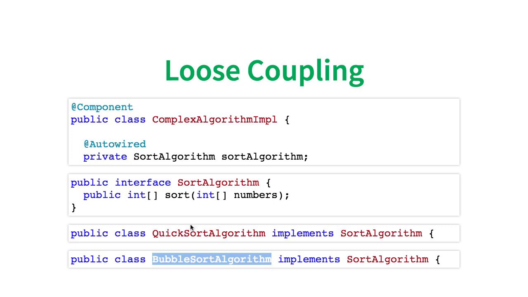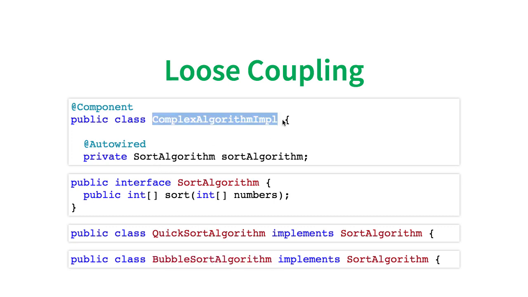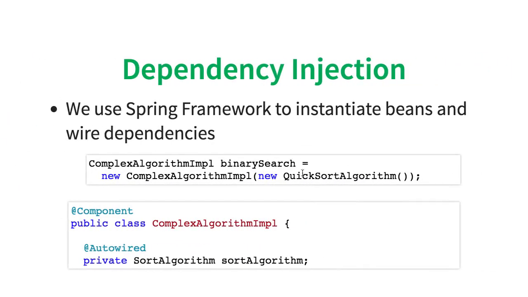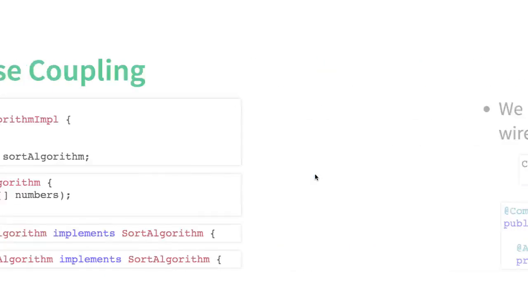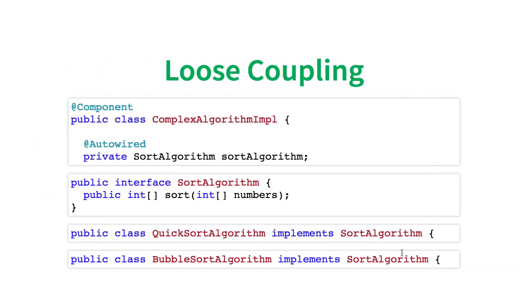The second thing that you can do is write a unit test for the complex algorithm IMPL without worrying about the sorting logic. What I can create is a stub algorithm. So I can create a stub algorithm implementing the sort algorithm, and I can use that and write a test for the complex algorithm IMPL. That would mean that the complex algorithm IMPL test is not really worried about which algorithm is being used. It focuses on the logic of the complex algorithm.